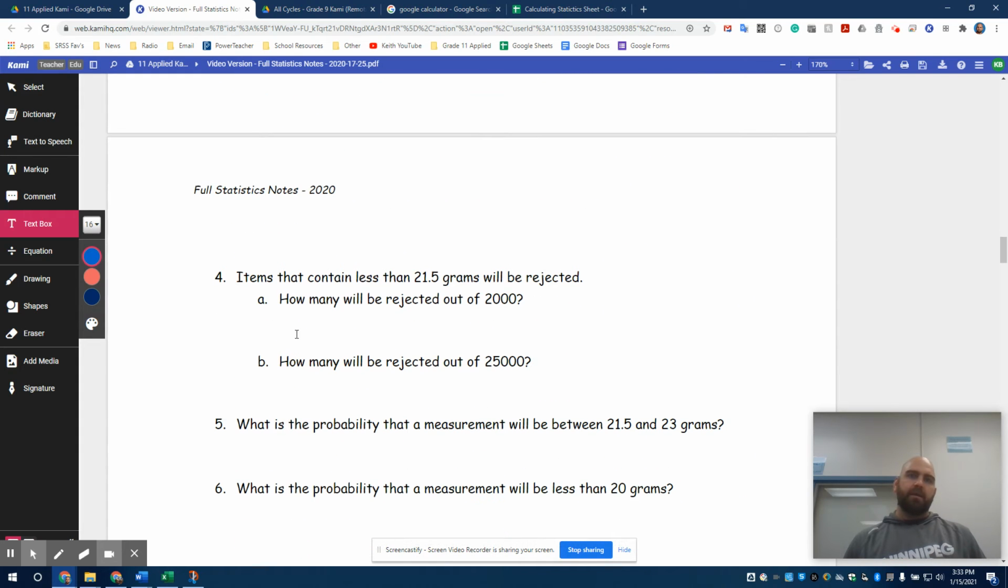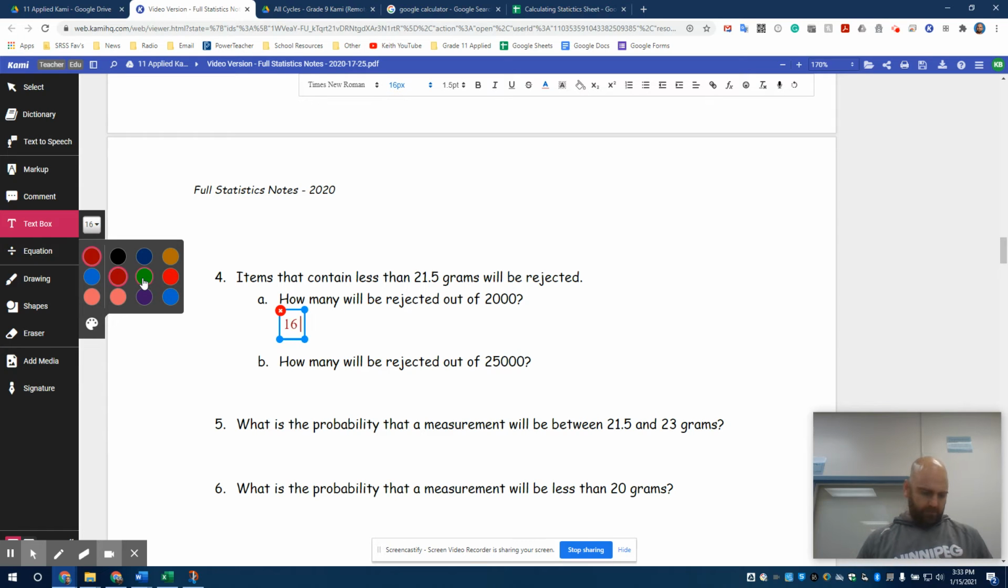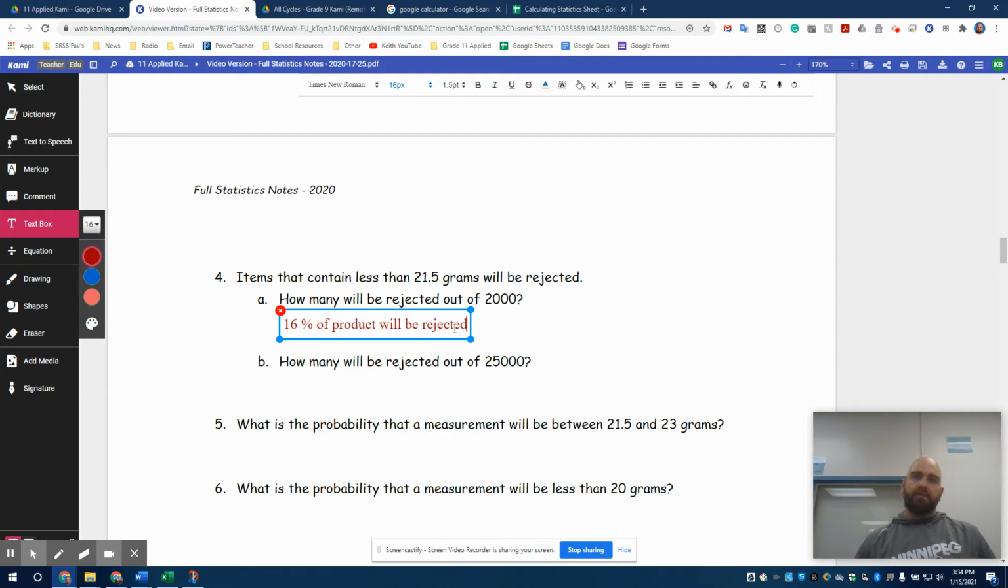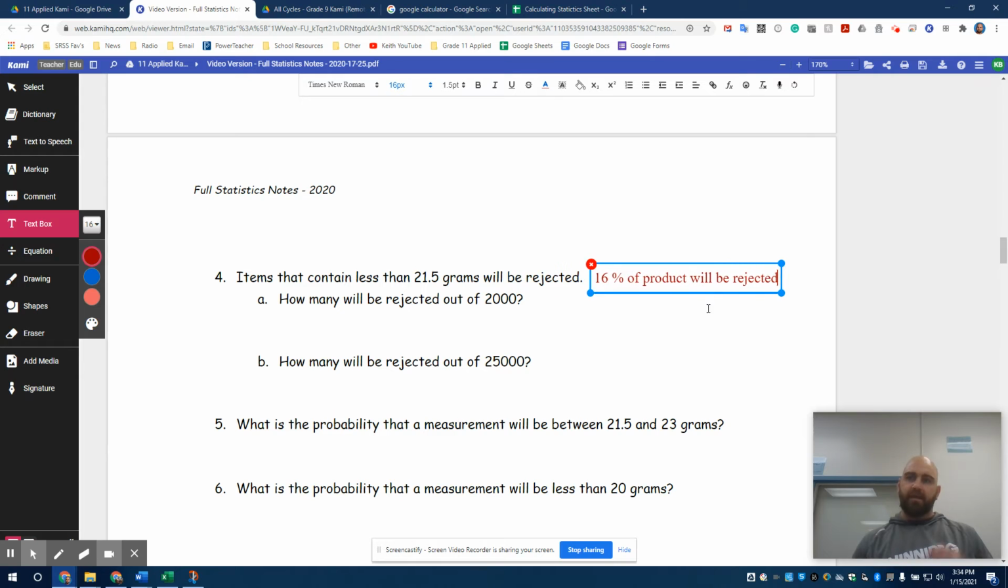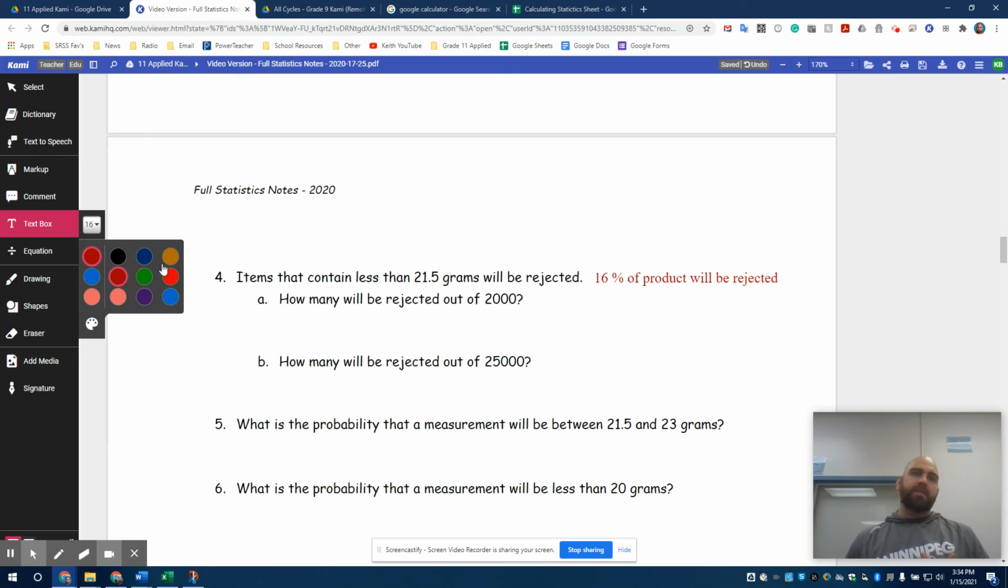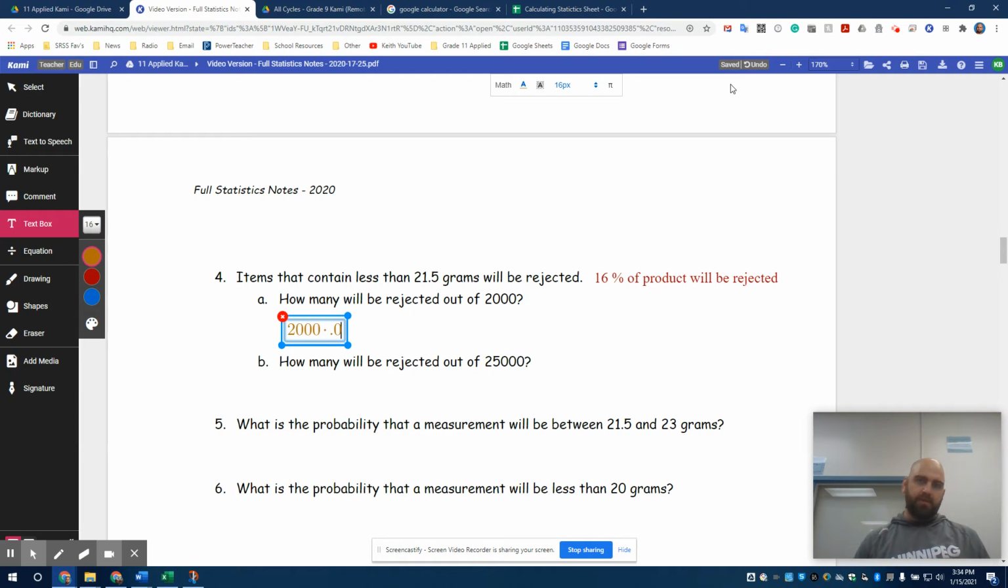So they're saying that 16% of their product will be rejected. Okay, I'm going to actually put that up there. And to find how many that is out of 2,000, we need to multiply 2,000 by 16%, which is 2,000 times 0.16. Remember, as a percentage, we just change it into a decimal, divide it by 100.